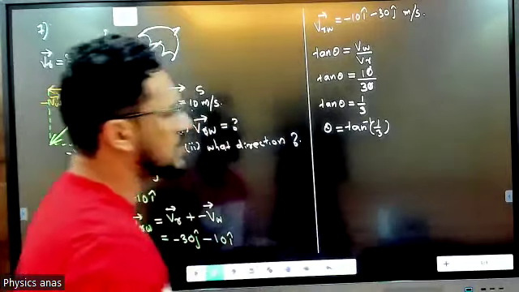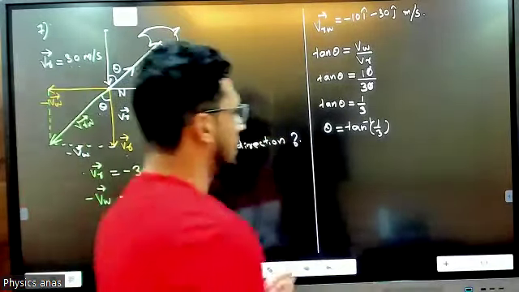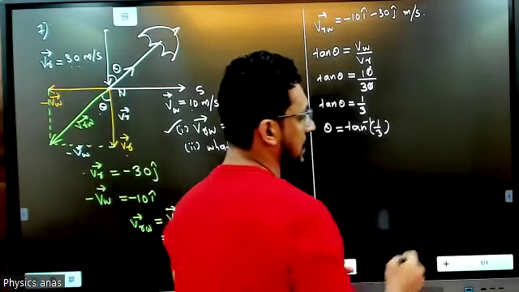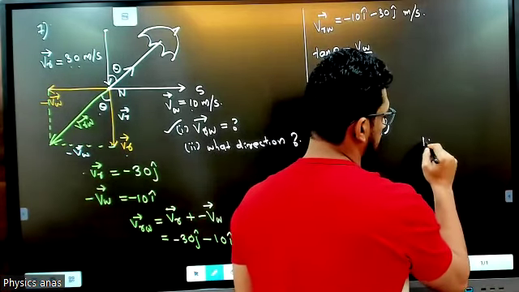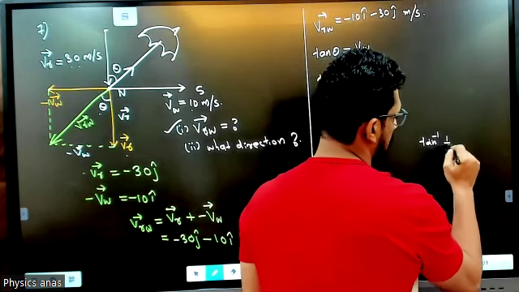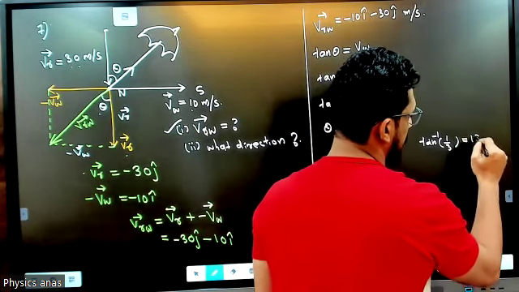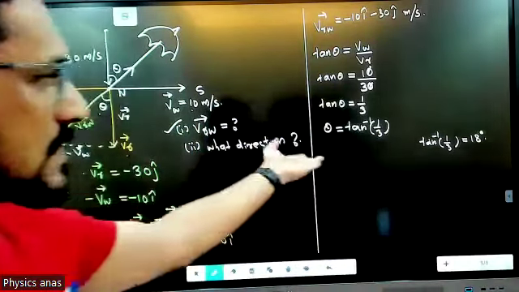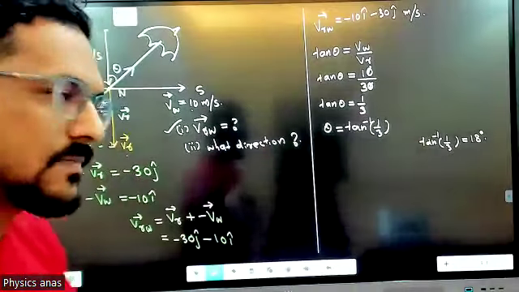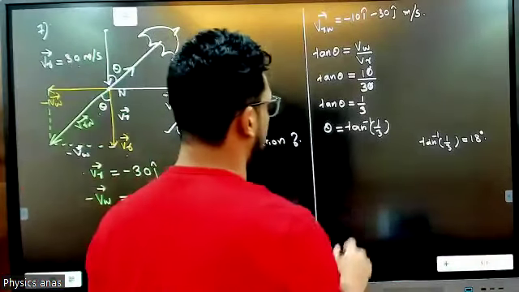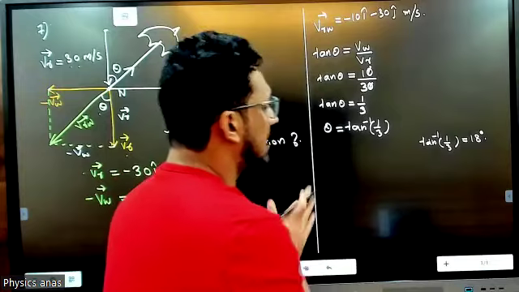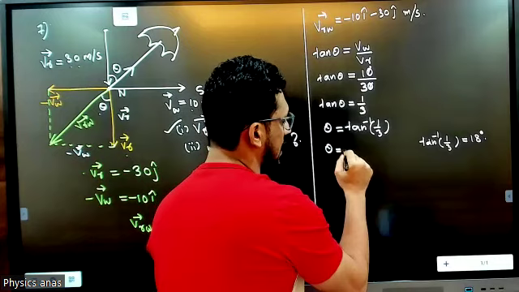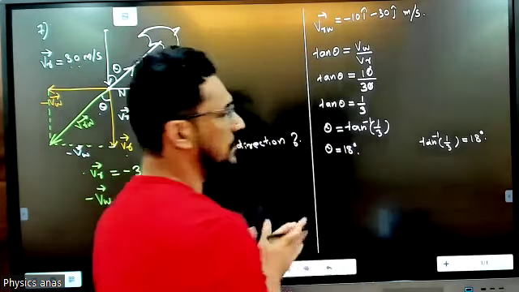Or if it is not given in the question, this will be your answer. I have written the value of tan inverse 1 by 3, and tan inverse 1 by 3 is 18 degrees. You don't have to study that by heart because that is not a standard value. It should be given in the question. So theta is tan inverse 1 by 3, which is roughly 18 degrees.